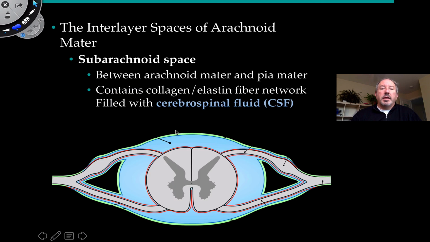Okay, and in that space between the arachnoid mater and pia mater, it contains a lot of protein filaments like collagen and elastin fibers, and it's filled with cerebral spinal fluid, or CSF, that sort of coats or covers the whole spinal cord. So this is a liquid that is found in the subarachnoid space.